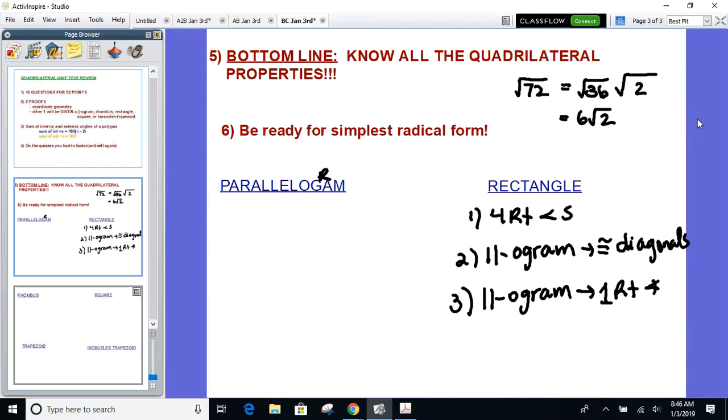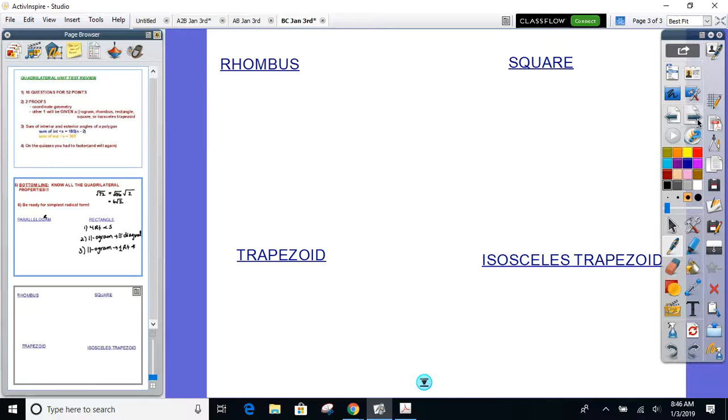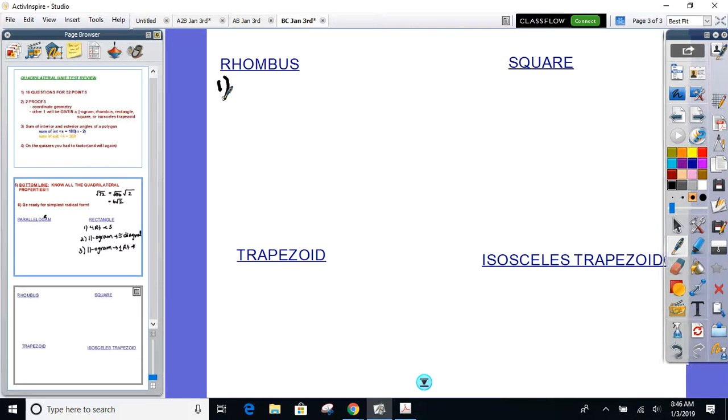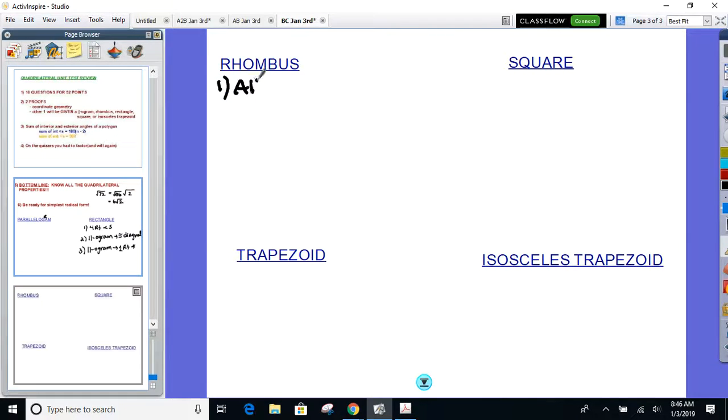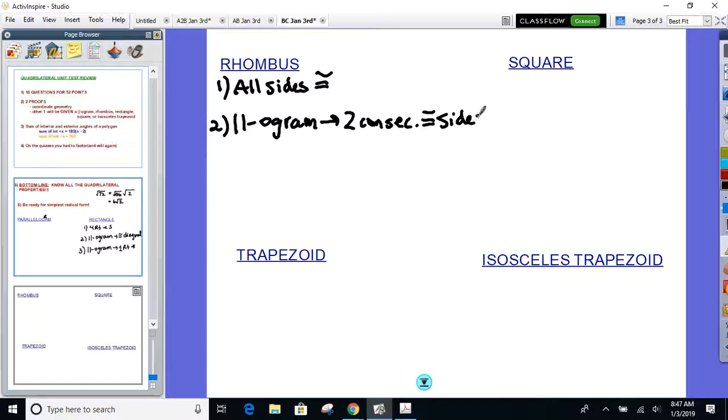What about rhombus? What could I do to show a rhombus tomorrow? All sides congruent. Got it. All right, if you don't do that, you got to go through the parallelogram. A parallelogram with two consecutive sides congruent, or a parallelogram with diagonals perpendicular. Have one in mind. Have a plan. If I ask for a rhombus tomorrow, what are you going to do?